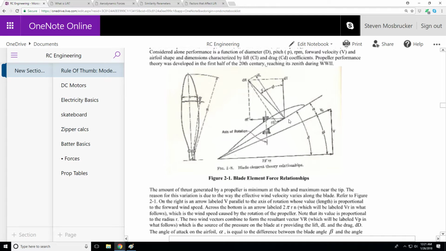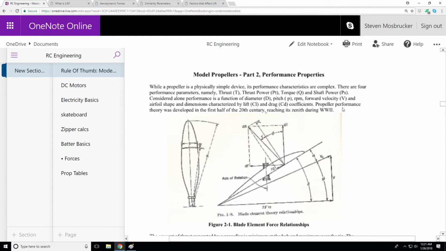I'm going to talk about this picture for a second. This is a picture of a propeller, and these are some very important numbers. This is going to be talking about how the pitch of the blade is calculated. So here V, as you know, is the forward velocity of the plane. So how fast is your plane flying? 30 miles an hour, 40 miles an hour, 50 miles an hour, 60 miles an hour.